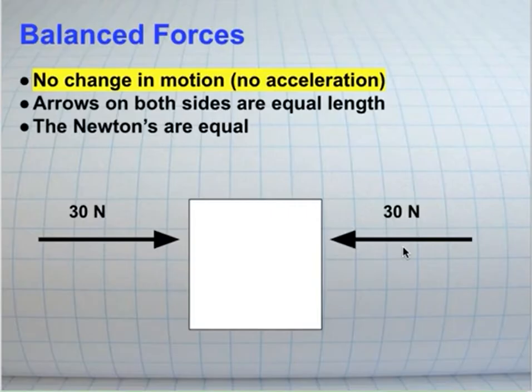Now, what does that mean for an object's motion? Well, there's going to be no change in motion, or we can say there's no acceleration when the forces are balanced. This is a really big, important part as we move forward: if things are equal, nothing is going to change. The object is going to continue doing exactly what it was doing before. So if it was staying still, it's going to stay still. If it was moving at 30 miles per hour, it's going to continue moving at 30 miles per hour until those forces get unbalanced. We'll talk about that in a minute.